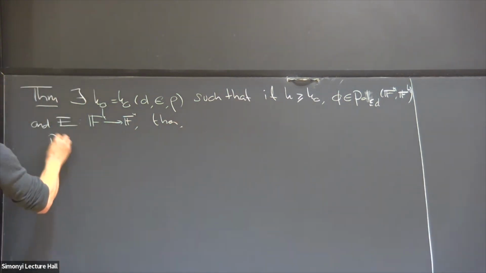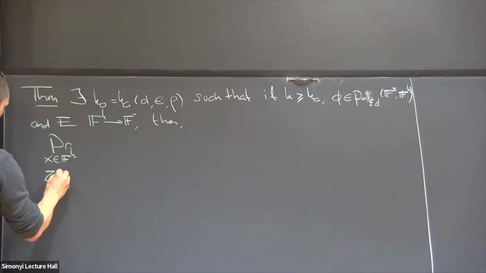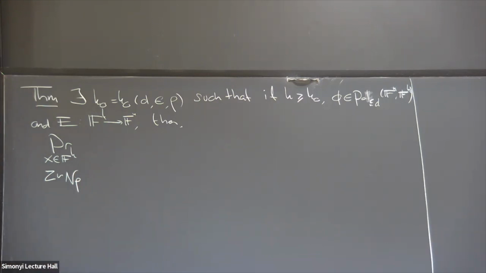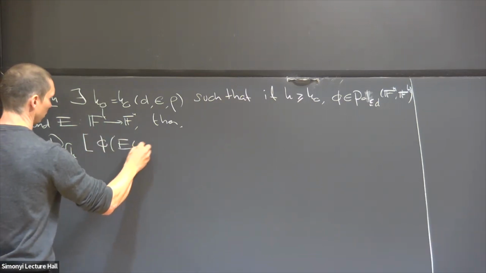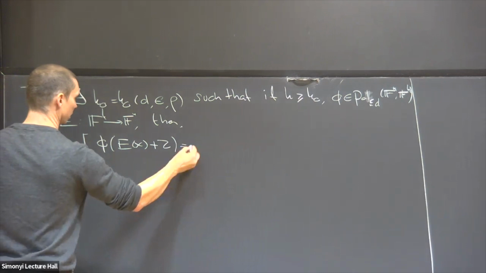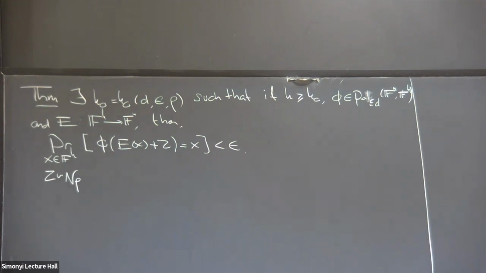Then the probability, taken over a uniformly distributed random message and a noisy z, which I'll denote by the distribution I defined up there, N sub rho, that this map phi correctly decodes the corrupted code word E of x plus z to x is at most epsilon. So this is for any epsilon of your choice. And this holds if the message length is sufficiently large.